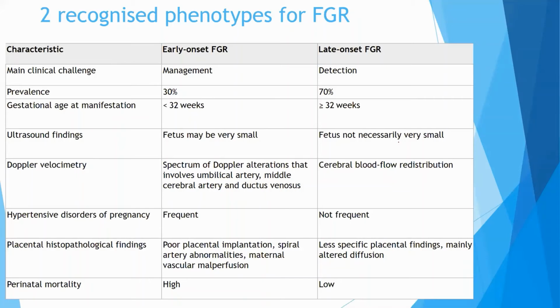In terms of the Doppler, what we normally use is the cerebral blood flow, where we see redistribution. And this may be the only abnormality that is there, so this is very important for us to know. Frequently the mothers also don't have hypertensive disorders for us to suspect. And when we take the placenta for histology, the changes there are less specific, mainly showing diffusion. And the perinatal mortality in this case is low for these babies.